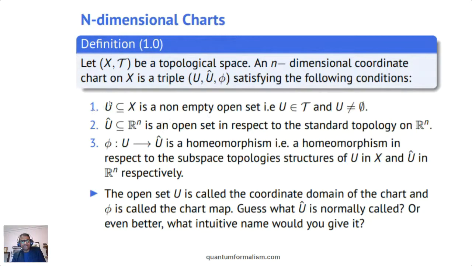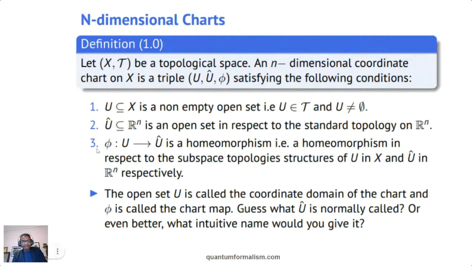The first one is that U is a non-empty open subset of X. In other words, U is in your chosen topology, and U is non-empty. The second condition is that U hat is an open subset of R^n with respect to the standard topology. So this is an open set, and this is an open set. This one is in the topology of the topological space, and this one is in the topology of R^n as a topological space with respect to the standard topology.